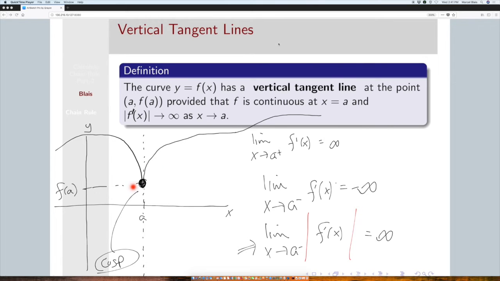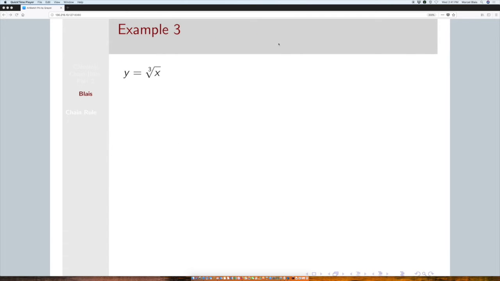And this is actually a situation where the function, like in the corner point that we looked at in the earlier lecture, has no derivative at x equals a. In this case, this is also a scenario where there is no derivative. The derivative does not exist at x equals a. But this is the idea for vertical tangent lines. So let's do a couple examples and see how this works.